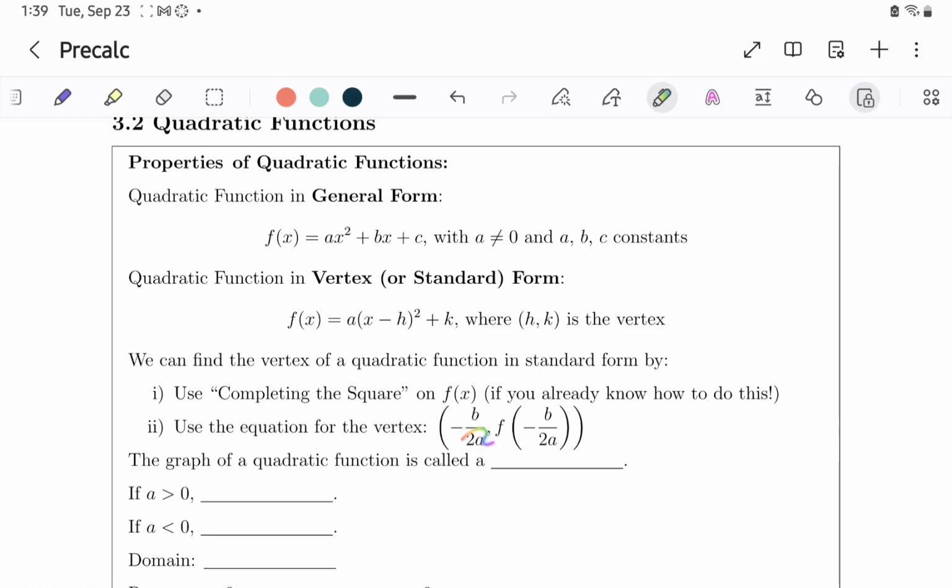So the x-coordinate of the vertex is going to be equal to minus b over 2a. In other words, h is equal to minus b over 2a. And the y-coordinate of the vertex is just going to be f of minus b over 2a. So k is equal to f of minus b over 2a.